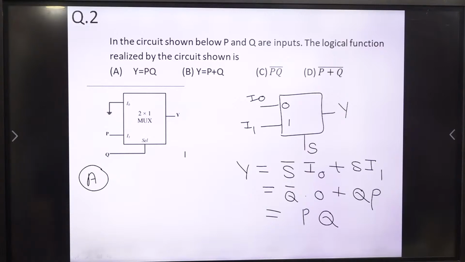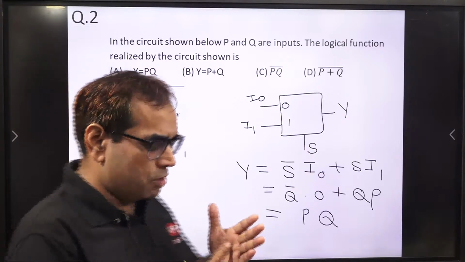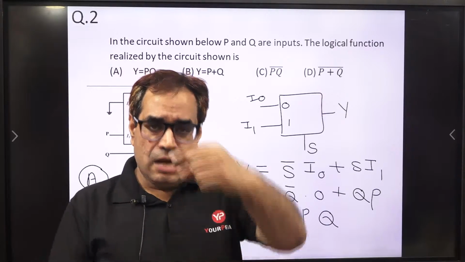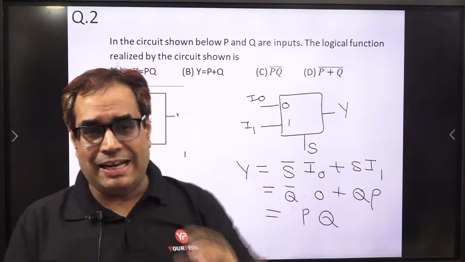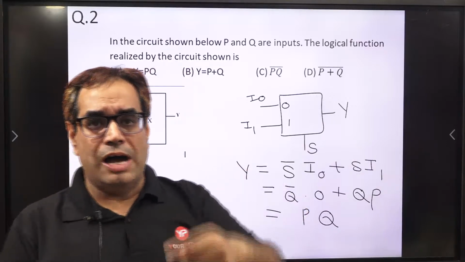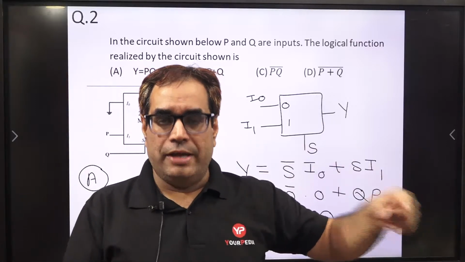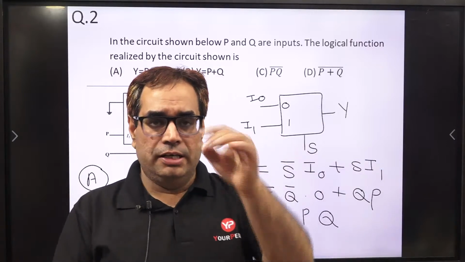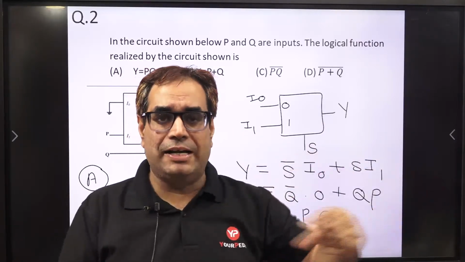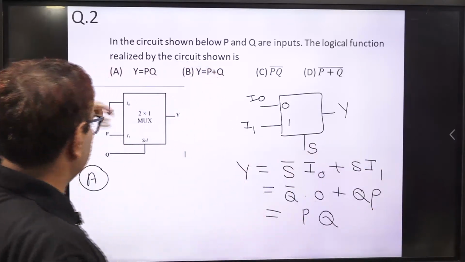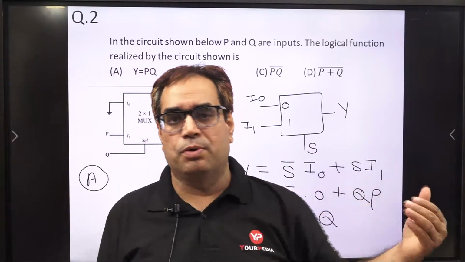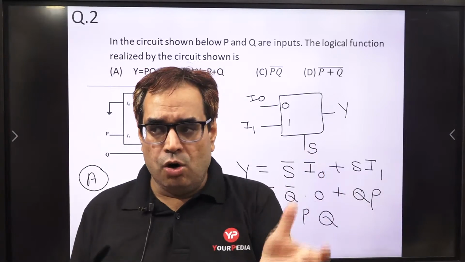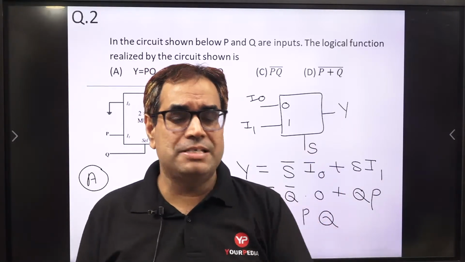Now what you have to do at home: for a 4 by 1 mux, you should write the output expression. Y equal to, there you will have two select lines S1 S0. How to write the output? For an 8 by 1 mux also, you should practice writing the output. They will give you input connections and select line connections, and you have to calculate the output, the final simplified output, or in canonical form. Different ways they can ask.